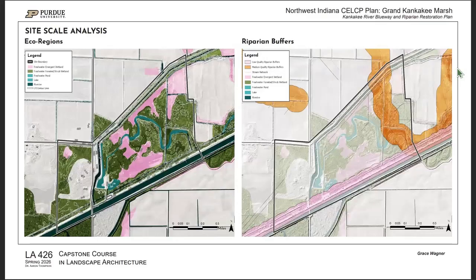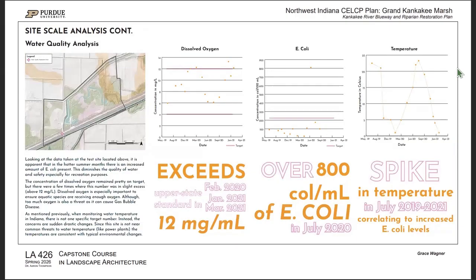And then looking at the site scale analysis, I again was looking at those ecoregions and riparian buffers, as I mentioned before. And then also looking at that water quality analysis. And as kind of suspected, the worst water quality is in the hotter summer months. And one way that this can be mitigated is improving shade cover along the edges of the river and other wetland structures in the site.